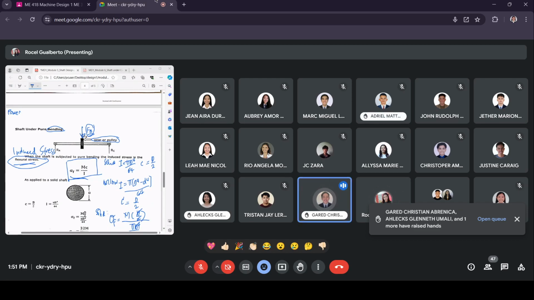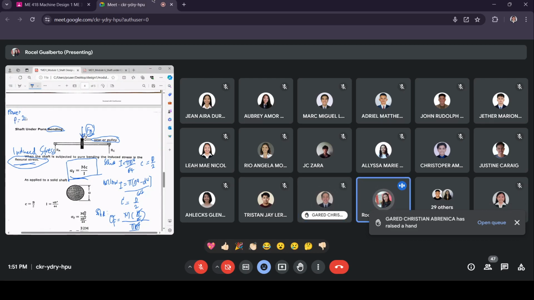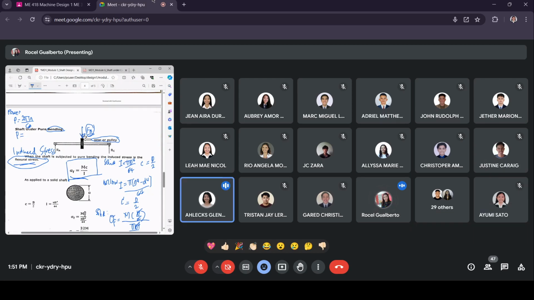P is equal to 2 pi Tn over 60. Okay, correct. So power is equal to 2 pi Tn over 60. We use this on the SI unit. And then another one, Alex. P is equal to Tn over 63025. So Tn over 63025. We use this on the English unit.